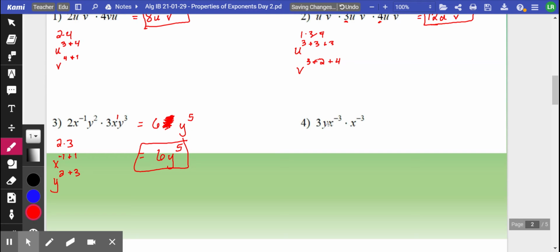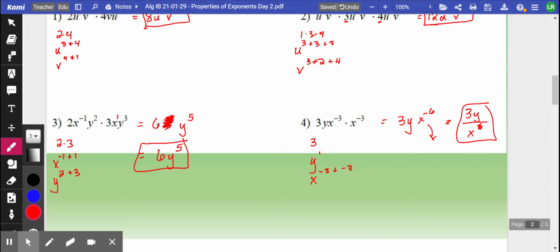Very last one, we have only one number there. It's a 3. So we have our 3. We only have that one y there, so y to the first. And we have our x's. We have -3 plus -3. -3 plus -3 is -6. And then I do have this negative exponent. That means the x to the 6 has to go on the bottom. So 3y stays in the numerator. X to the 6 goes in the denominator.